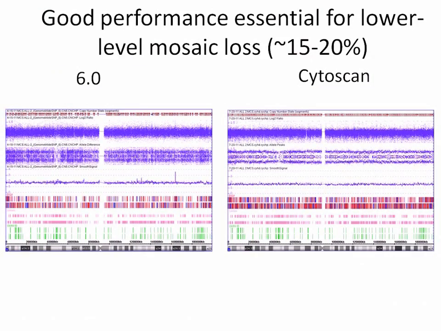But when you have lower levels of losses, that clean data is even more important. So here's about a 15 to 20% loss on 6.0 versus CytoScan. It's so much easier to see that middle track opening up because of that allelic imbalance due to the loss than with the previous performance of the SNPs. Both of them still have smooth signals hovering below 2, but less noise as well.